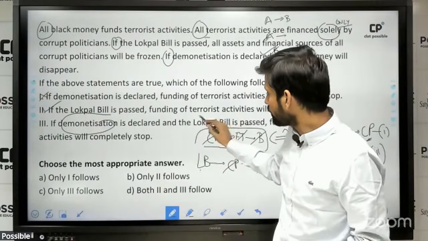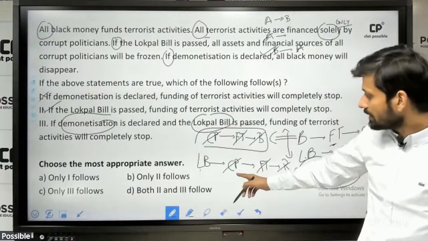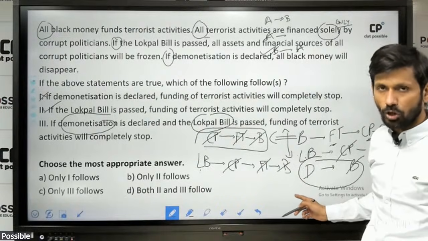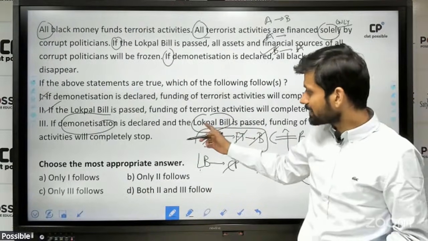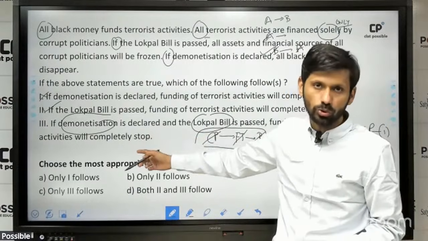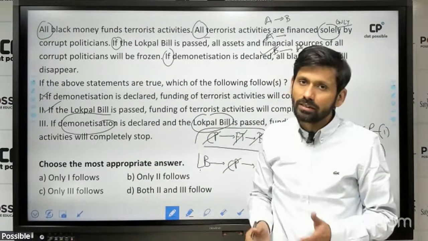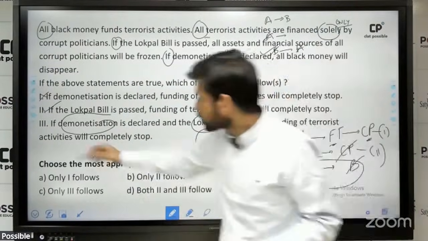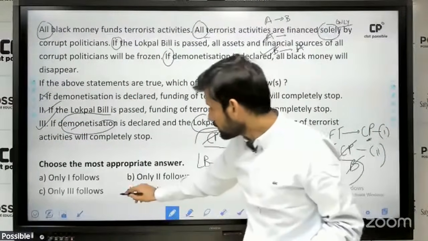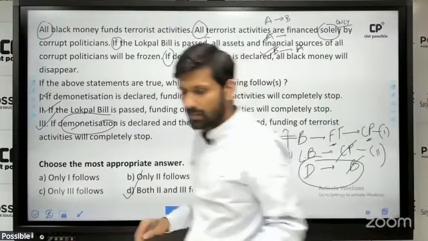हमको तो मालूम है if Lokpal bill is passed, no CP, no funding, no black. We already know this. So from this condition only, Lokpal bill की condition से ही ये statement true हो जा रहा है. Demonetization does not create any impact. So 3 is also true. So the correct answer will be D, Delhi. Let me know.